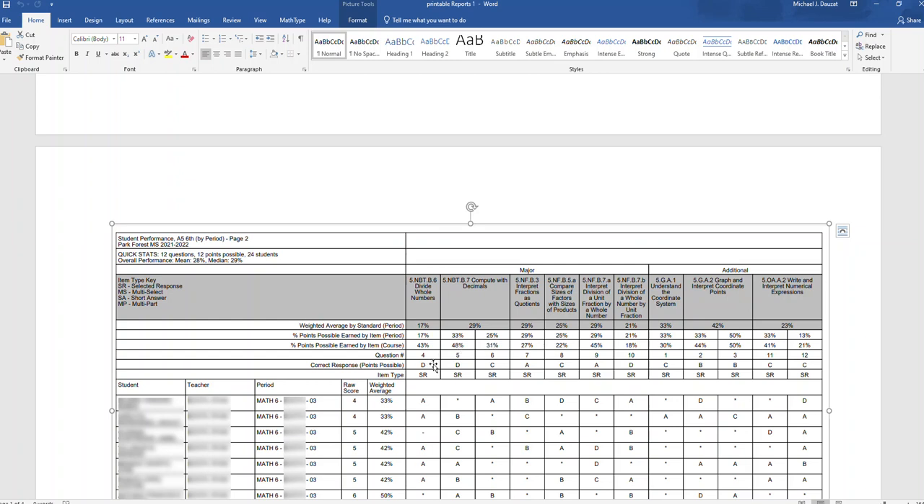The weighted average has to do with how many items are in that standard. So for this standard, 5 NBT B6, divide whole numbers, since there's only one item, these two numbers are the same, 17%, 17%.